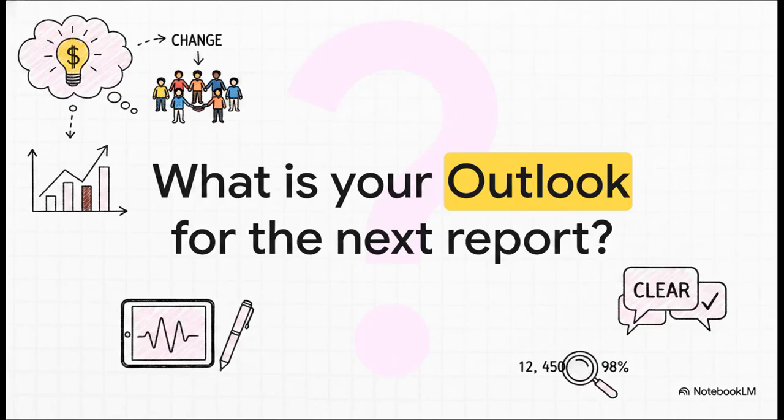To wrap up this explainer, I really want to leave you with a final thought, a question that ties right back to the O in our HARSFO acronym. What is your outlook? Next time you sit down to write an activity report, how are you going to apply the clear standard, use precise numbers, and leverage these AI tools to make your report not just a list of tasks, but a completely undeniable story of human impact?